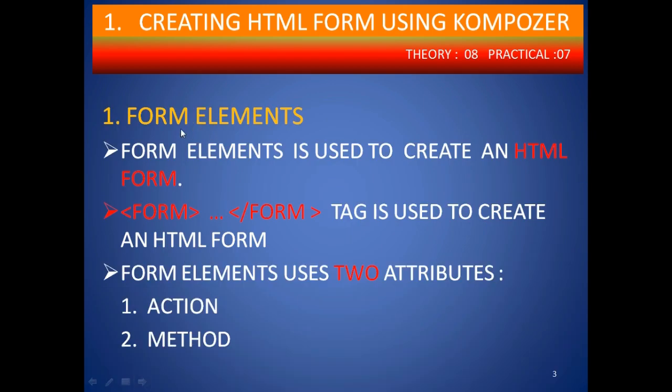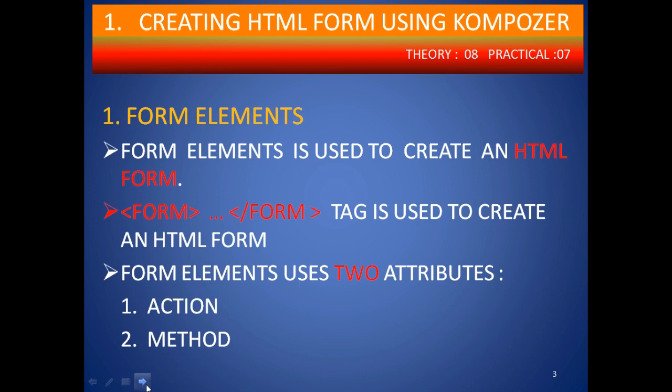The first element is the form element. The form element is used to create an HTML form. So whenever we want to create a form in HTML, we have to use the form element, which has a starting tag and an ending tag. This tag is used to create an HTML form. The form element uses 2 attributes, that is action and method.